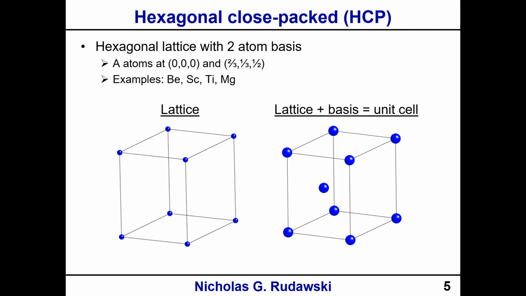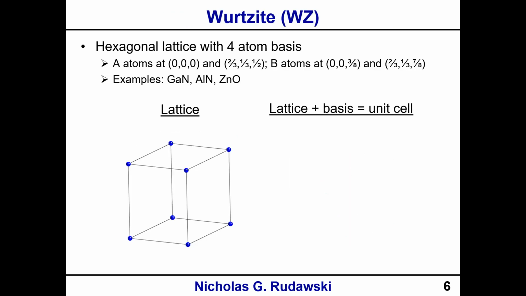So we have atoms at all of our corners, and then we have an atom that is projected along 2/3 of the A constant, then 1/3 along the B constant, and then halfway up along the C constant, okay? That's this atom right here. So that's what gives us the hexagonal close packed structure, okay?